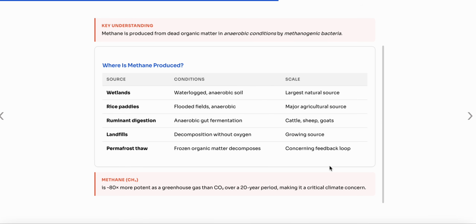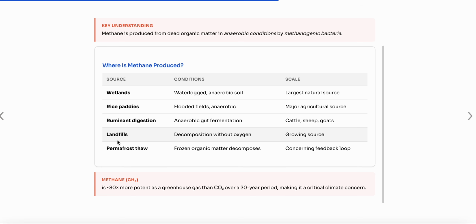Methane is produced from dead organic matter in anaerobic conditions by methanogenic bacteria, as I've said earlier. In rice paddy fields, it is the major agricultural source. So it is environmentally not sustainable to grow rice paddy fields. Wetlands are also the largest natural source of methane. When we are doing cattle grazing and everything, cattle themselves release a large amount of methane.